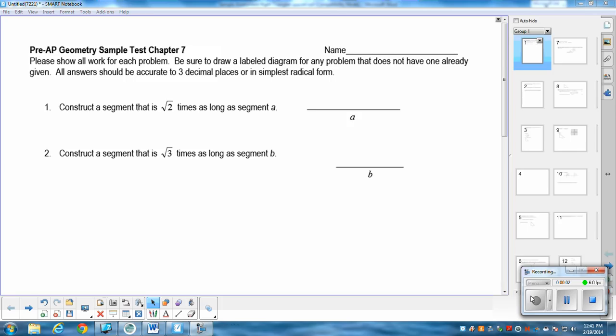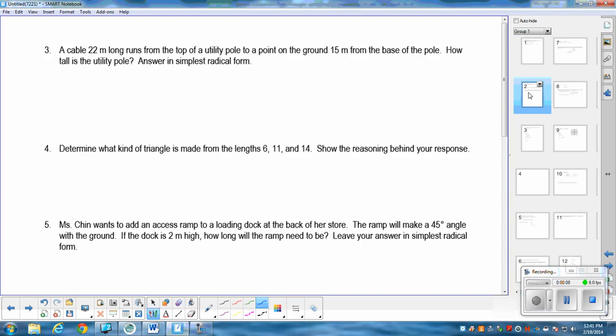This is the Pre-AP Geometry Chapter 7 test review. We are going to skip over the constructions and get straight to the other problems. So number 3, we have a utility pole.